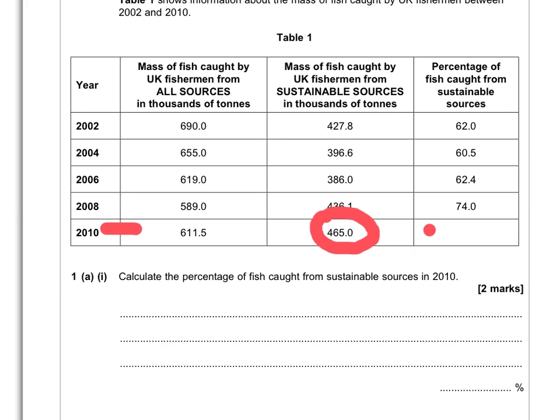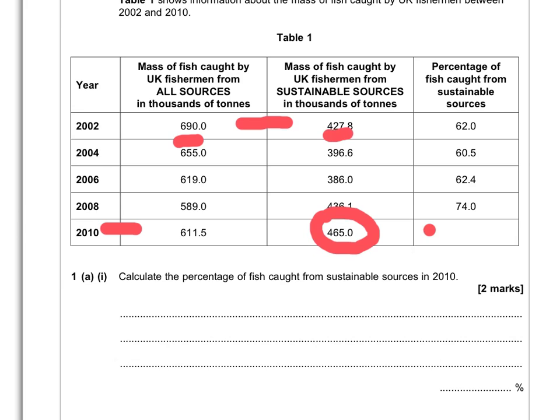And the good thing about this is that there's a clue, because you can check that you know how to do it by trying to work out some of the earlier rows in the table. So we could check row number 1. Now I'm guessing that it's looking for the sustainable number divided by the mass of fish caught from all sources, and then times by 100. Let's give it a go and see, shall we? Let's check it on that first one.